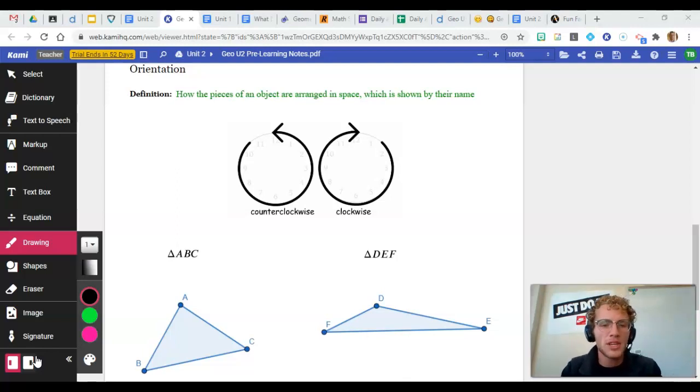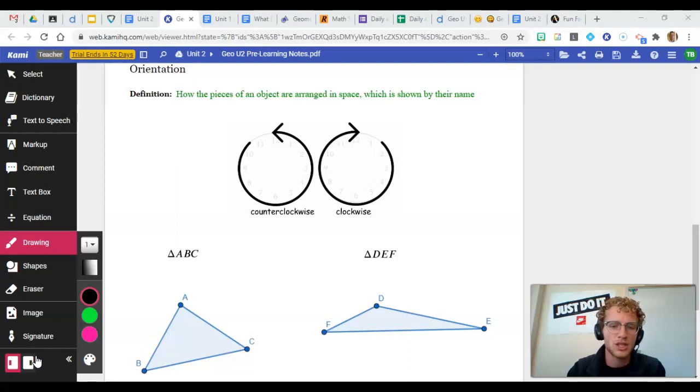Okay, so now we're going to talk about orientation. The definition of an orientation is how the pieces of an object, so maybe the points on a triangle, are arranged in space, which is shown by their name. So however they're arranged will be told to you by the name of that object.